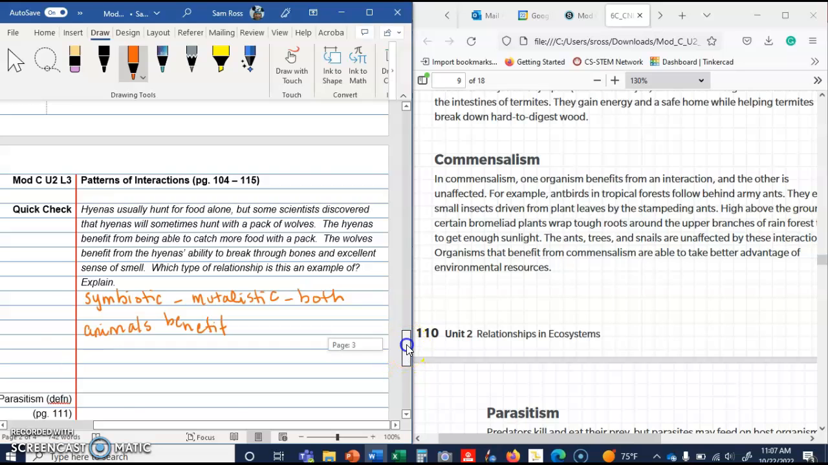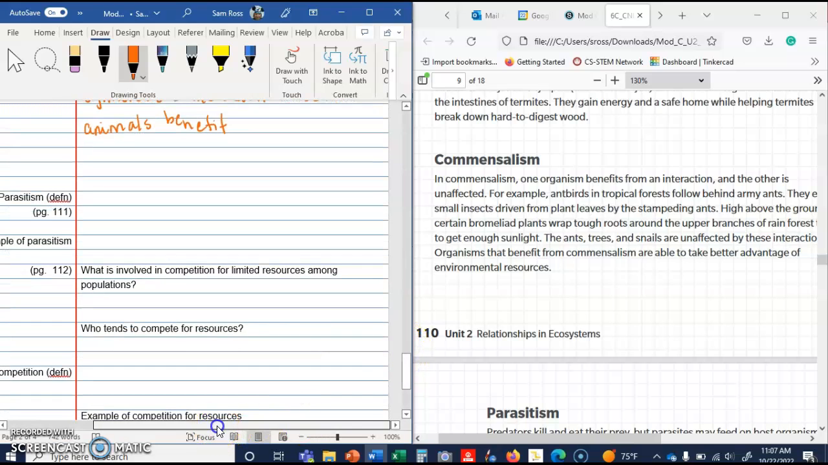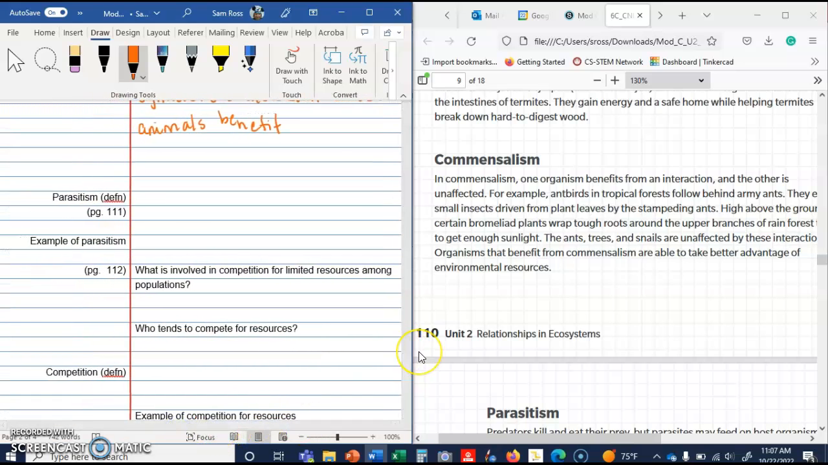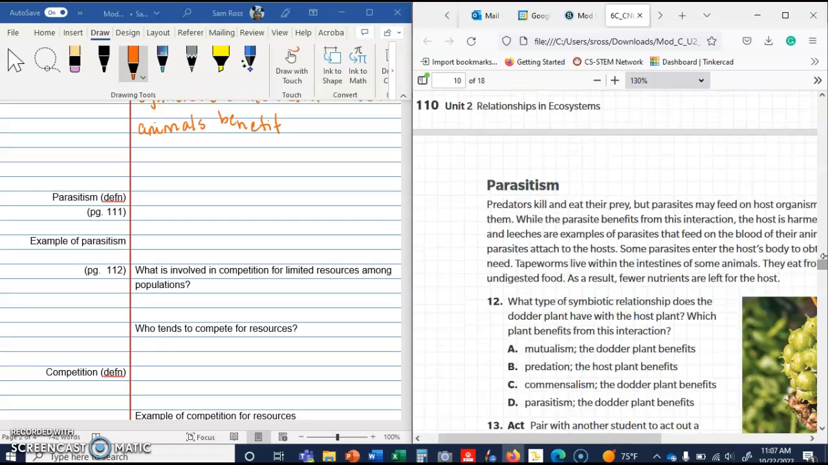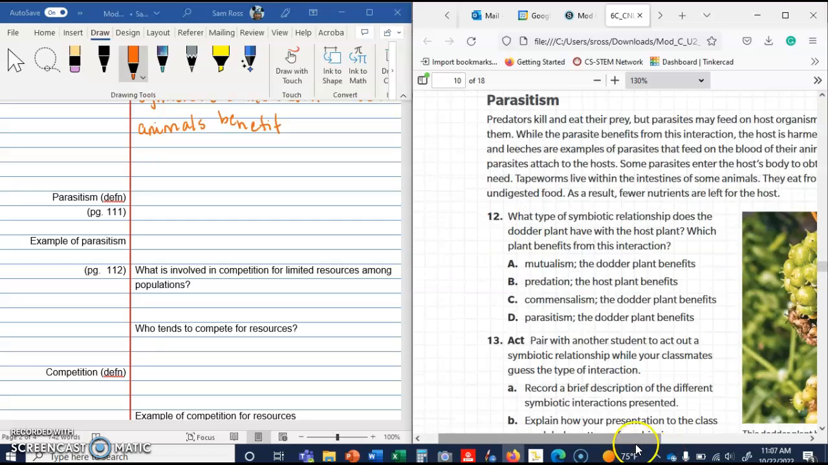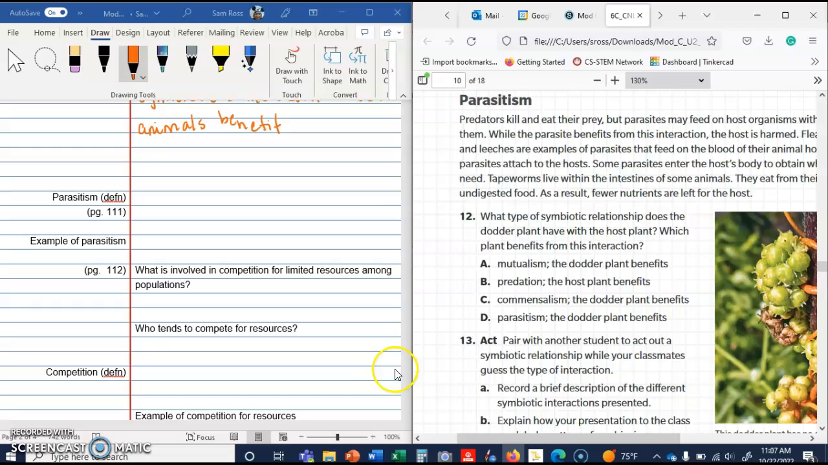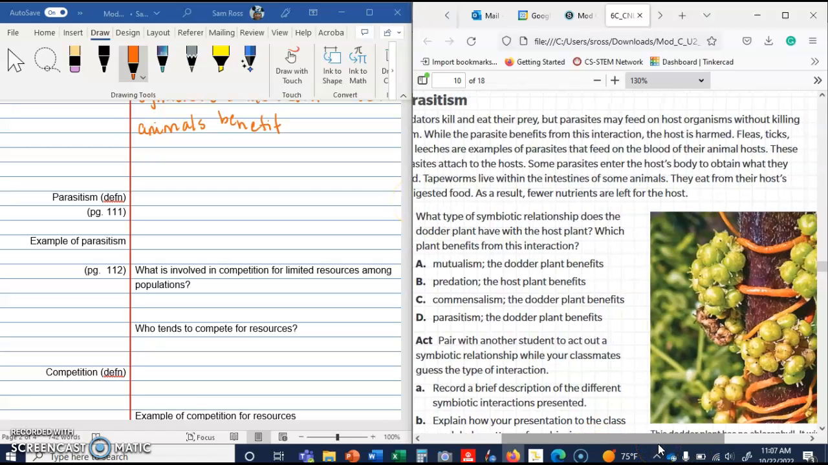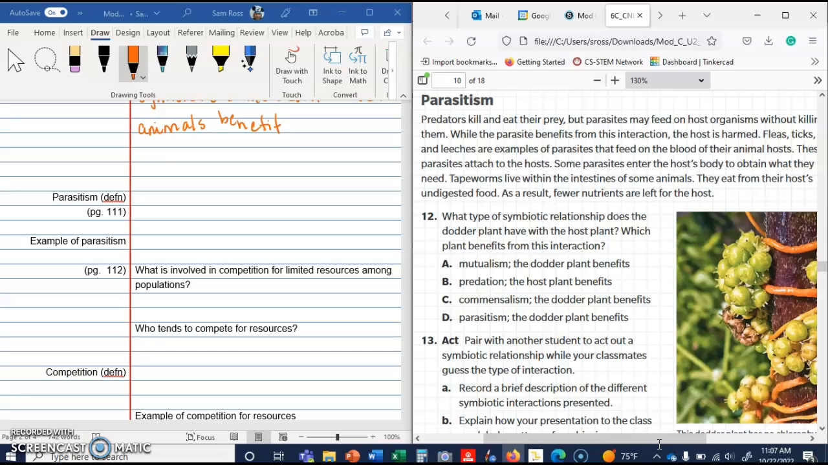All right. Parasitism. So that's going to be on 111. So let's see this down. There's parasitism right there. So the definition is not there. Predators kill and eat, parasites feed on hosts. Oh, right here. While the parasite benefits from this interaction, the host is harmed.